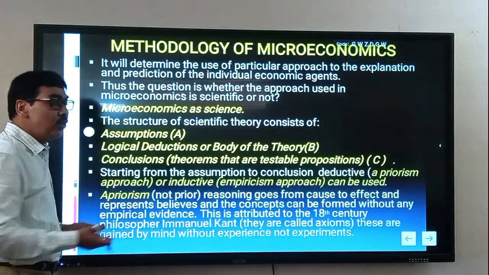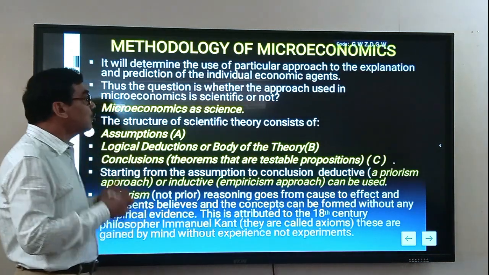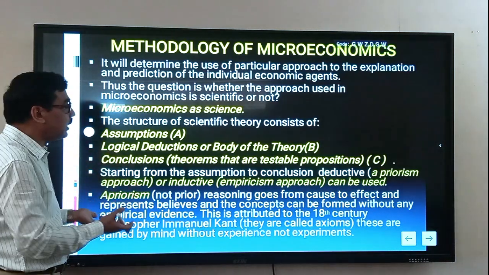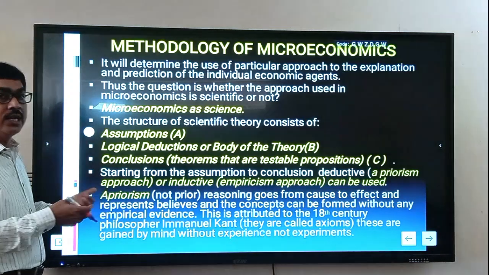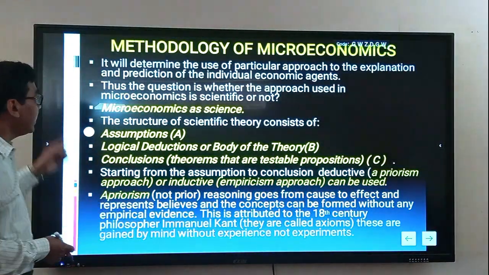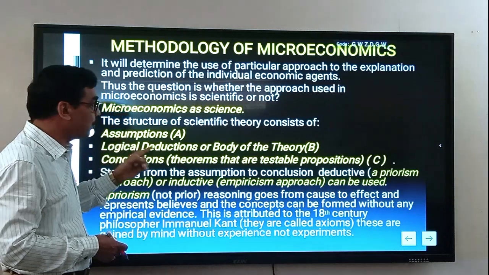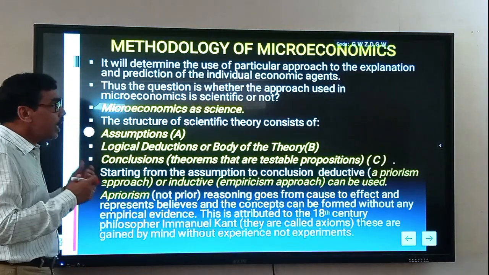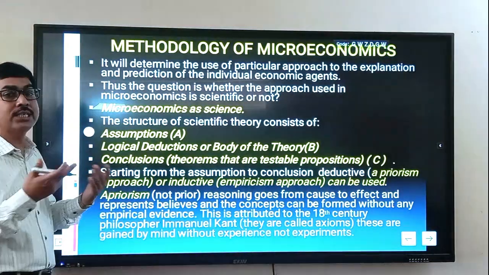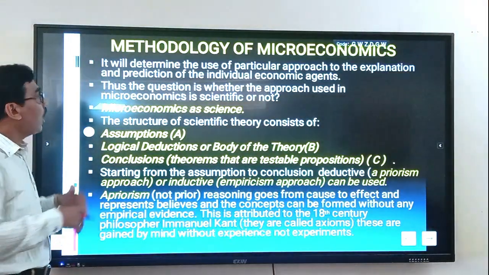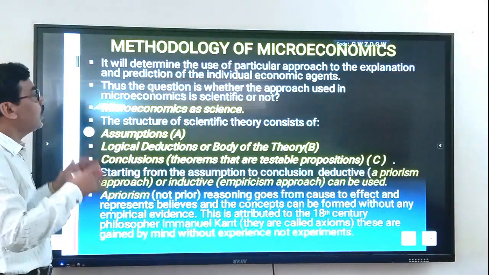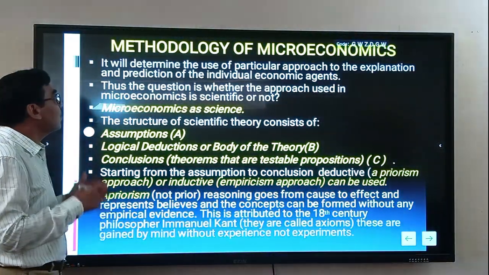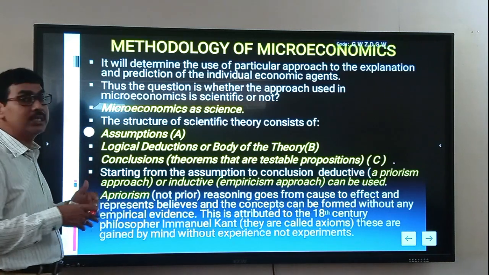Next is the methodology, because that actually helps us to understand how microeconomics is approached, how it is studied, and in what way economists analyze this. It will determine the use of a particular approach to the explanation and prediction of the individual economic agent. Because we have understood that economics is a science. So if it is a science, microeconomics is part of economics, therefore it must also be a science, or it must be a scientific analysis. Therefore, the question is whether the approach used in microeconomics is scientific or not.